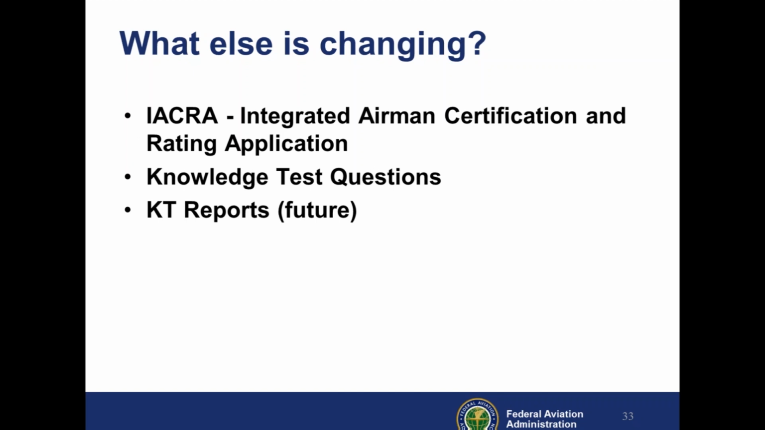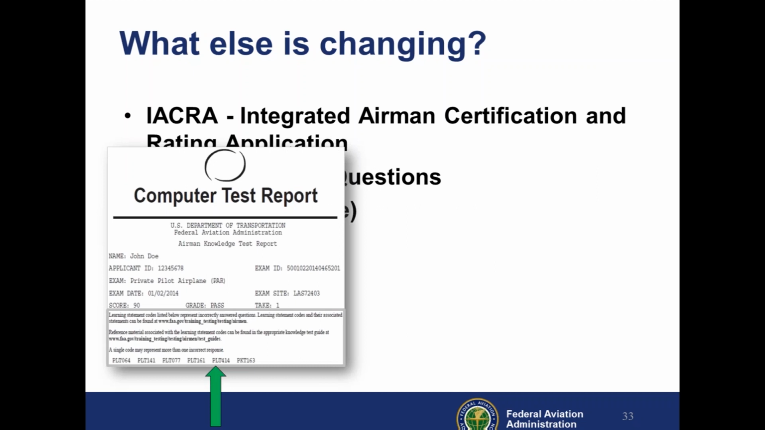I do want to mention our knowledge test report. This is a good change that we can't wait to deploy. Currently, your knowledge test reports list PLT codes, or what we also call learning statement codes, that tell you what type of material you missed on the knowledge test. Here's an example, PLT 414, and then you have to go look at the guide to figure out what that actually meant. And then your examiner has to relate that back to the ACS to know what element to include in your checkride.